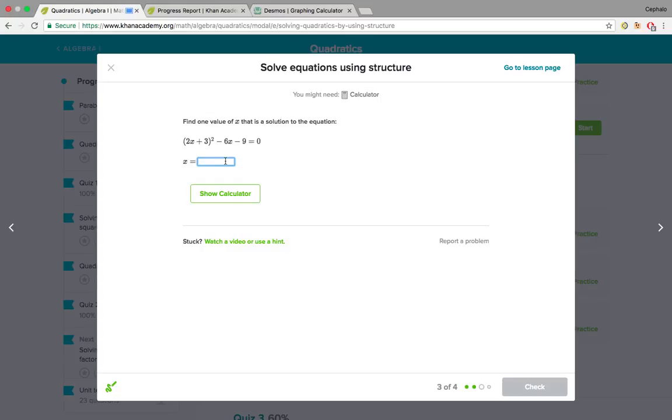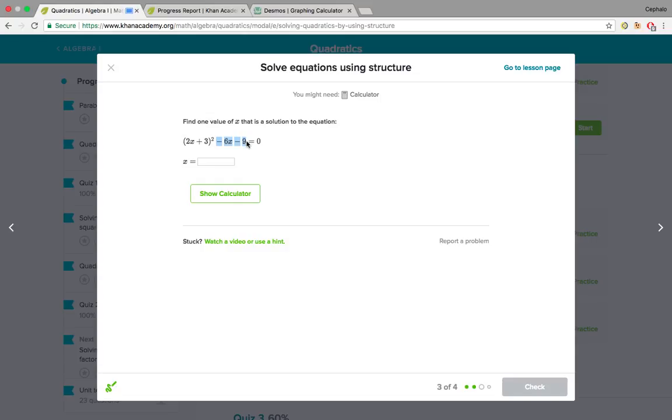Let's take a 3 out of these guys right here. So we have 2x plus 3. Should I have done that over there? I don't know. Okay, let's pull out a negative 3. Yeah, negative 3. So this is 2x plus 3. Okay, perfect.